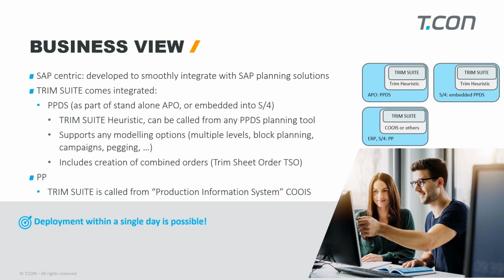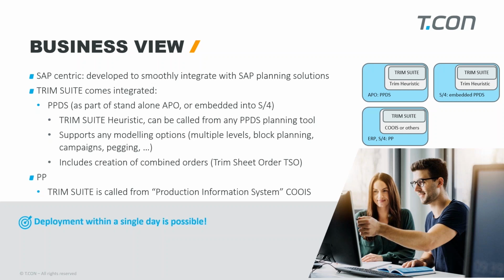If we look at the way customers can do production planning within SAP, there is actually a choice of two options. One is the classical PP, the application production planning, which is part of the classical ERP system. And there is the application called PPDS, which used to be part of the APO system only. Actually, trim suite comes with integration to both of those areas.